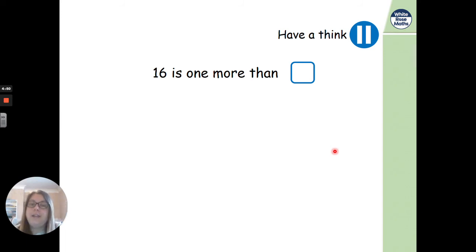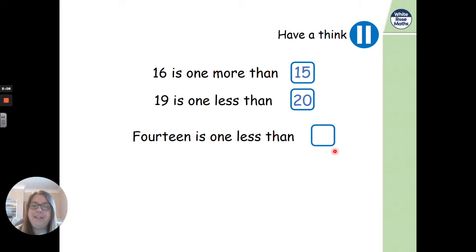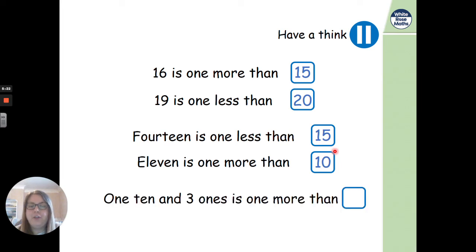So 16 is one more than 15, isn't it? 16 is one more than 15. 19 is 1 less than 20. Well done if you said that. 14 is 1 less than 15. 11 is 1 more than 10. And, oh, bit of a tricky one, this one.